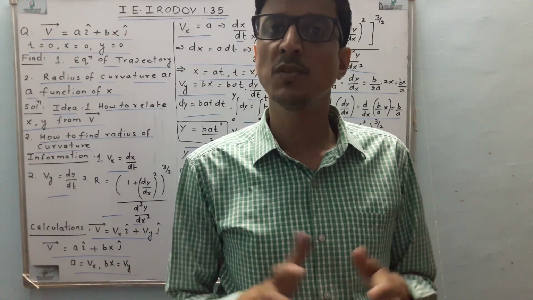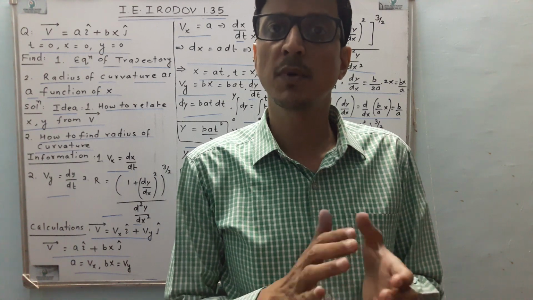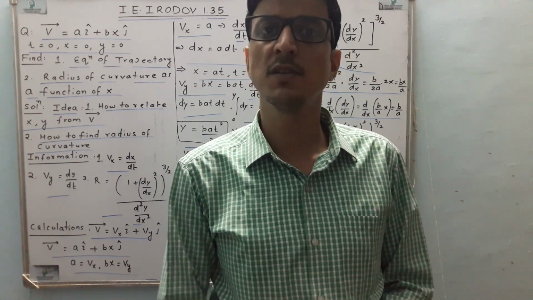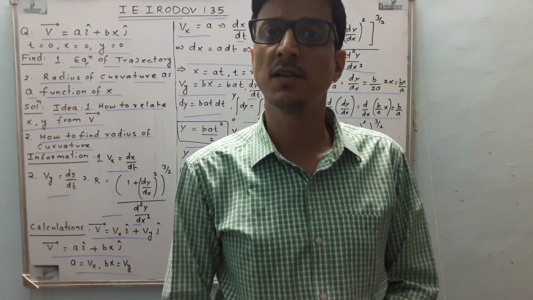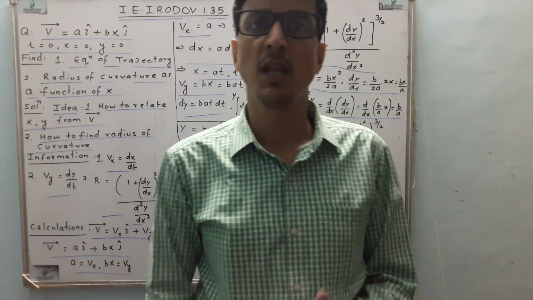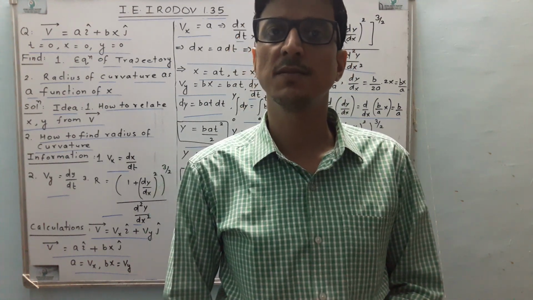We have started this Irodov solution program in which we make students learn the process of problem solving. The process is composed of 4 steps. The first is have a silent mind, second is idea, third is information, and fourth is calculation. So the first step, let's have a silent mind for 10 to 20 seconds.